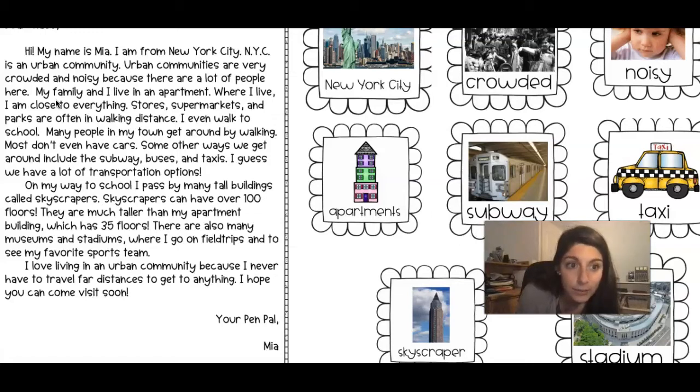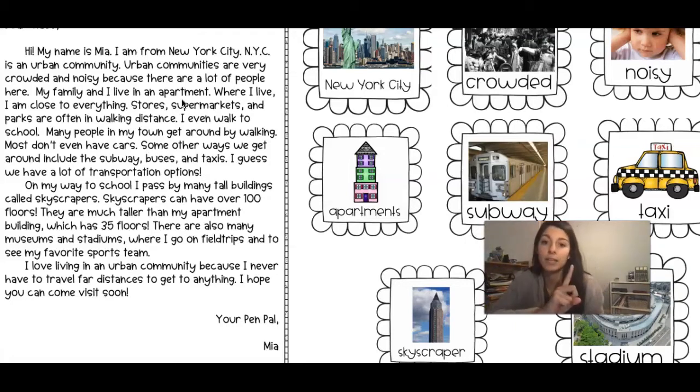Where I live, I'm close to my family and I live in an apartment. Where I live, I'm close to everything. Stores, supermarkets, and parks are often in walking distance. I even walk to school. Many people in my town get around by walking. Most don't even need cars. Some other ways we get around include the subway, buses, and taxis. I guess we have a lot of transportation options.